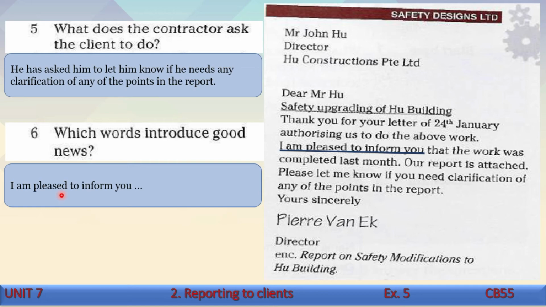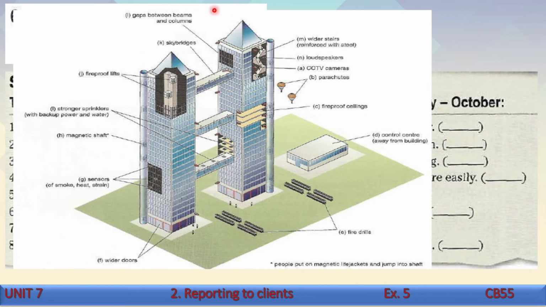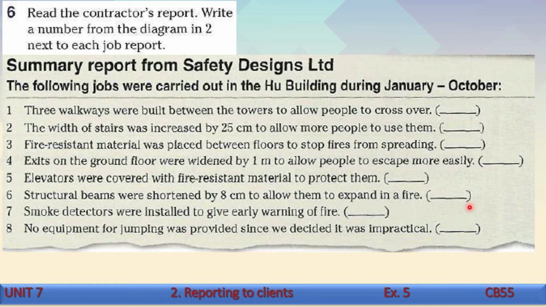So, moving on to the next task. Task 6. Read the contractor's report. Write a number from the diagram in 2 next to each job report. Now, this is the diagram in 2. You can see that there is a letter, the letters here, K, M, N, A, for each idea. So, your task is to write letters in these spaces here. For each idea in the report. Now, pause the video, read through the report, then write the letters.